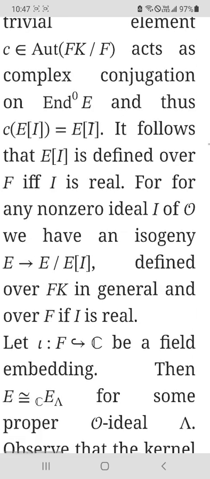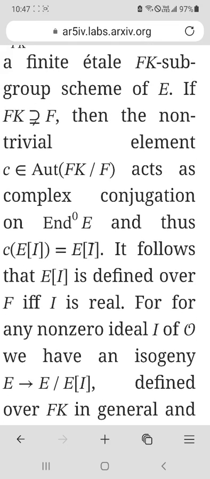If Fk is strictly bigger than F, containing F but not equal to F, then the non-trivial element of the Galois group of Fk over F acts as a complex conjugation on the endomorphism algebra of E, and thus the conjugate of E[I] is equal to E[conjugate of I].